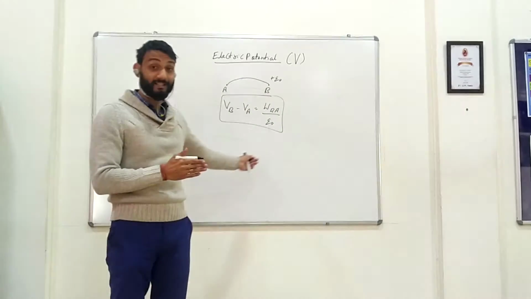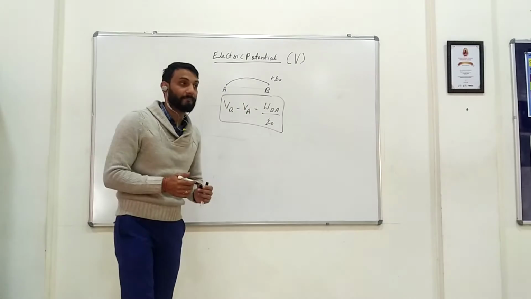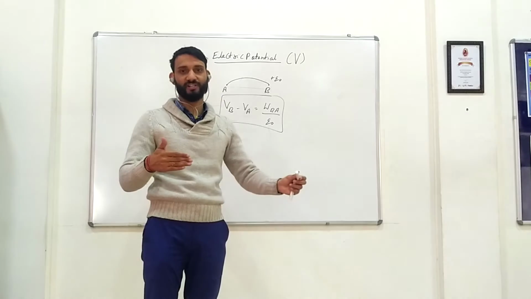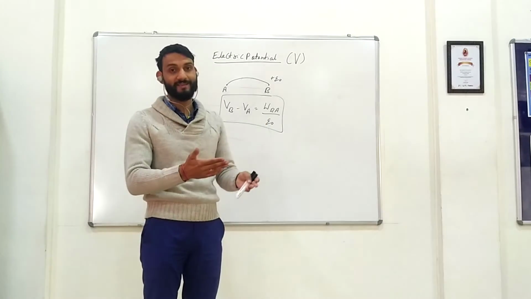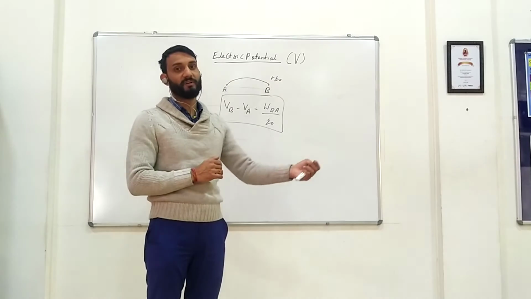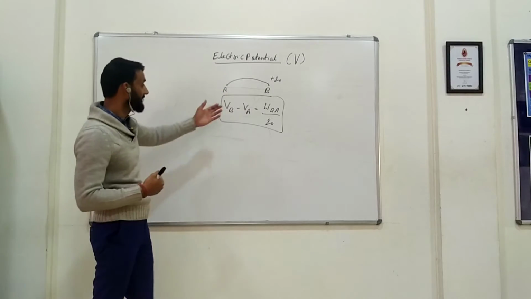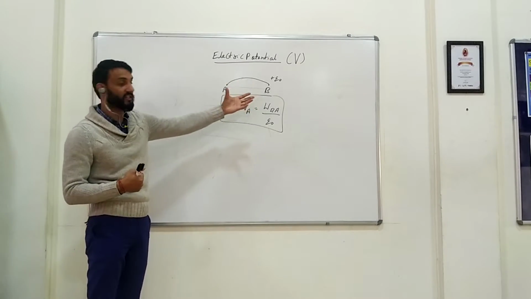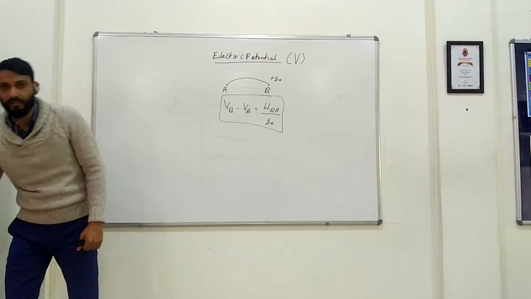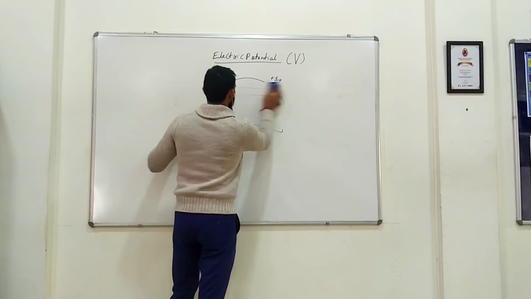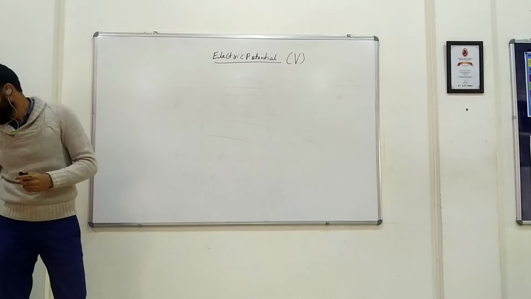Because of this electric potential difference, charges do move from one point to the other. It's like having a high pressure region and a low pressure region: liquid always flows from high pressure to low pressure, and heat flows from high temperature to low temperature. Similarly, charges always flow from high potential to low potential, right? So this was the simple idea of the difference in potential between two points.